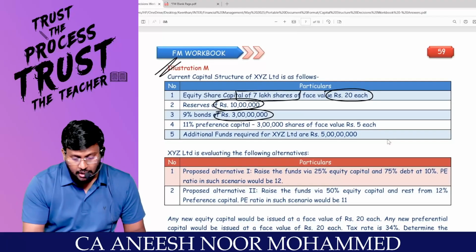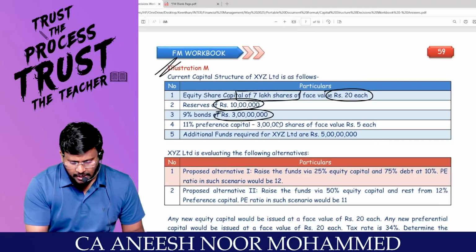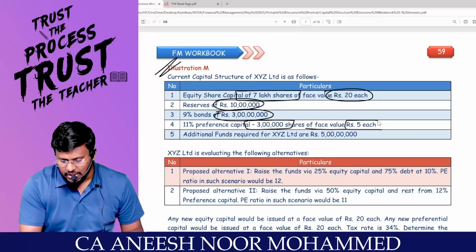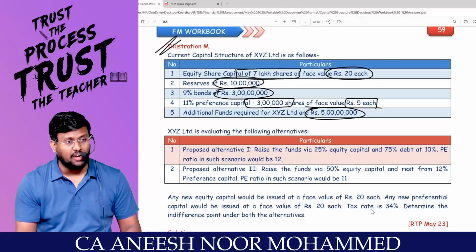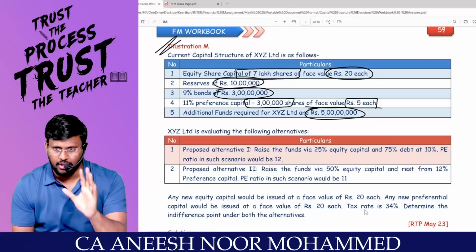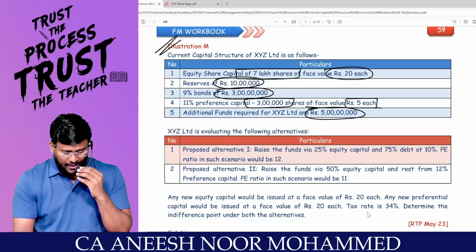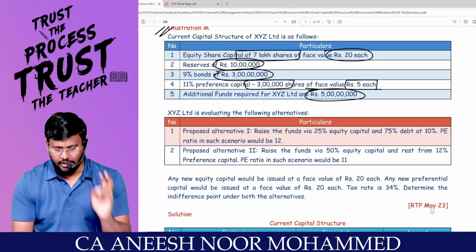9% bonds of 3 crore. 11% preference shares of 3 lakh, of face value of 5 each. Additional fund required for XYZ Limited is 5 crore. Totally 5 crore additionally we need. XYZ Limited is evaluating the following alternatives.